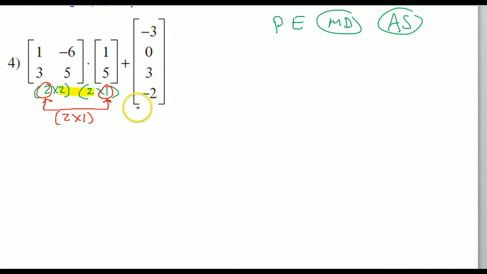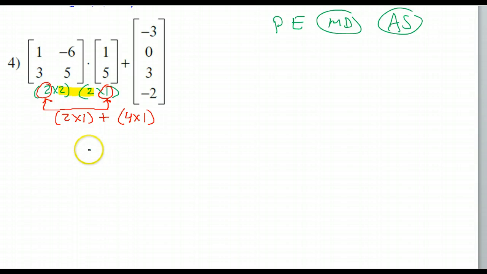But in the meantime, this matrix right here is a 4 by 1 matrix. So we have a 2 by 1 and then a 4 by 1. And so our next move, now this is addition, okay? So next we're supposed to add. Can you add a 2 by 1 matrix and a 4 by 1 matrix? The answer is no, you cannot.